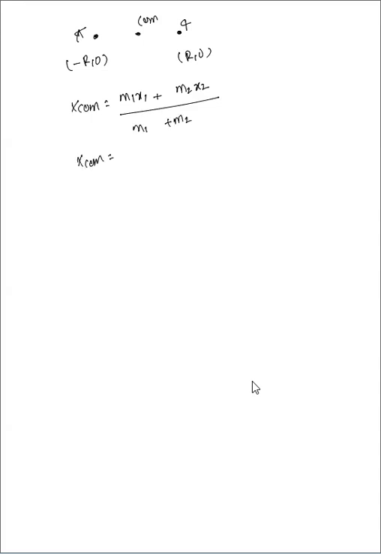M1 is pi, x1 is nothing but minus r, divided by plus 4 into r divided by M1 plus M2, pi plus 4. So if you take r common here, what will happen? Therefore XCOM can be written as 4 minus r divided by 4 plus 4 minus pi, we are taking r common, no? 4 minus pi divided by 4 plus pi into r we can write it. This is the answer for the question.